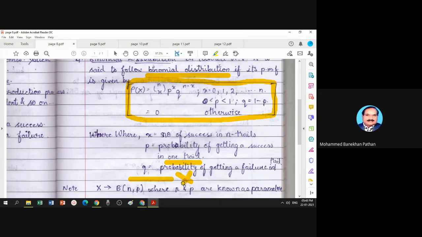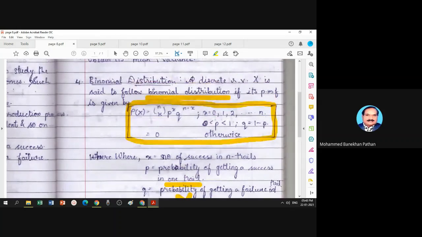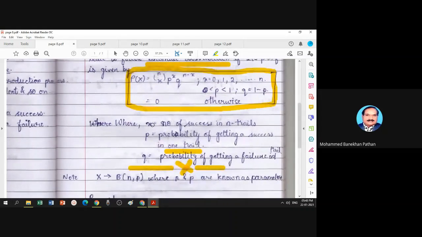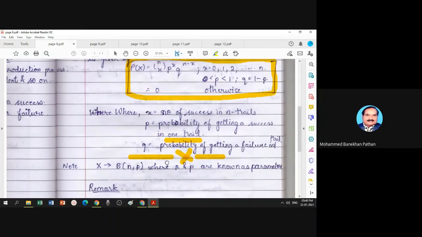So in the exam, if somebody asks, define a binomial distribution, you have to start from this point, write the function, explain each and every notation involved in the function, then your definition will be complete. If you want to denote this function by notation, you write capital X as a random variable follows binomial (n, p), where small n and small p are known as parameters.